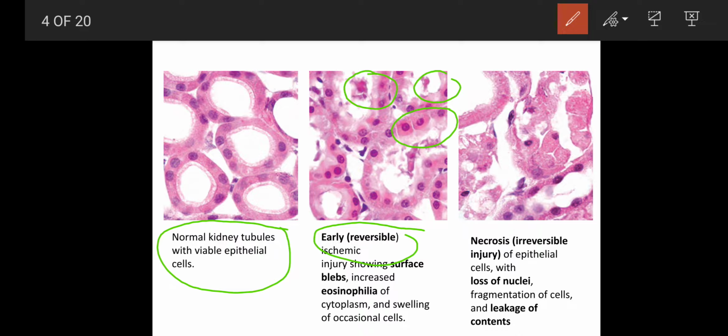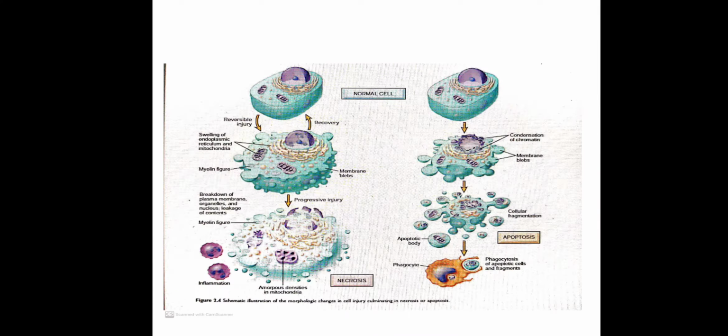And whenever there are late changes, whenever there is an irreversible injury, see, necrosis has taken place. Now why am I saying it is necrosis? See this part, there is no nucleus, there is loss of nucleus. See this part, there is loss of nucleus. See all the contents of the cell have come out, suggesting that there has been plasma membrane damage. Okay, let us go to the next image.